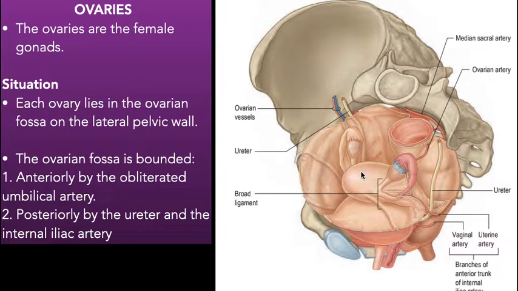Now, the ovarian fossa is bounded anteriorly by the obliterated umbilical artery and posteriorly, as you can see, by the ureter and the internal iliac arteries.